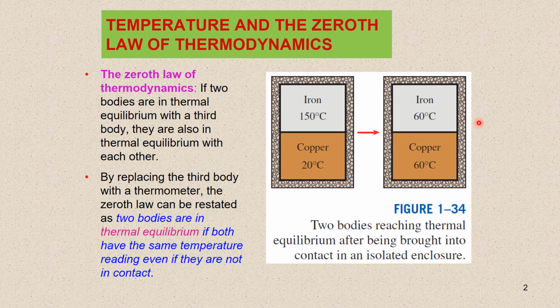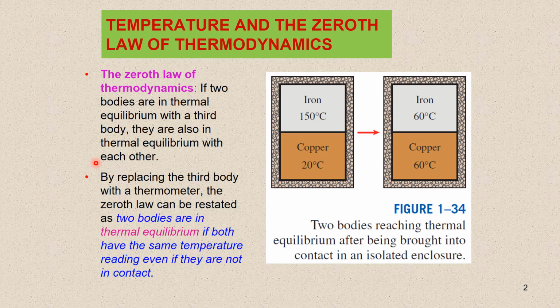The equality of temperature is the only requirement for attaining thermal equilibrium. The zeroth law of thermodynamics states that if two bodies are in thermal equilibrium with a third body, they are also in thermal equilibrium with each other.